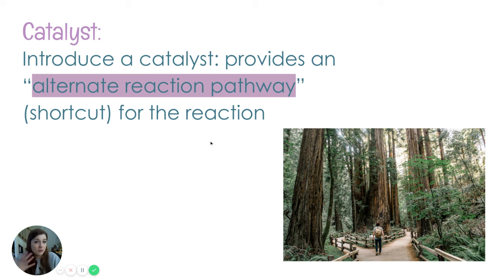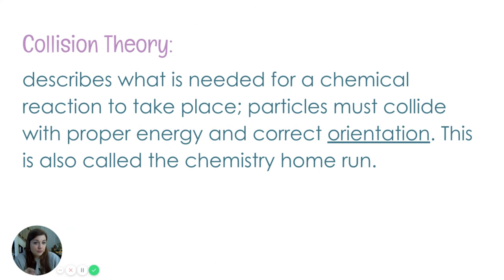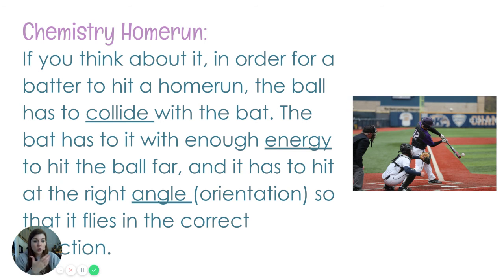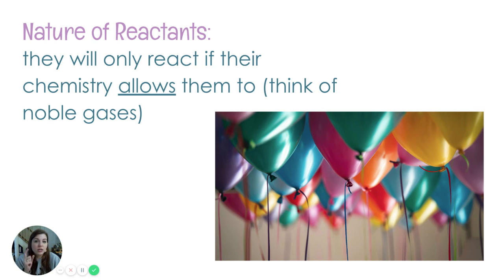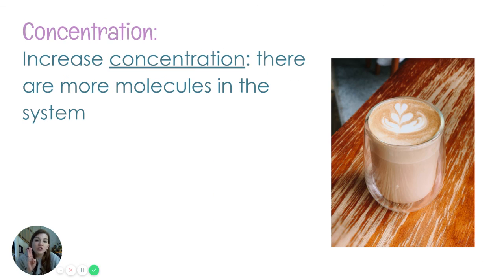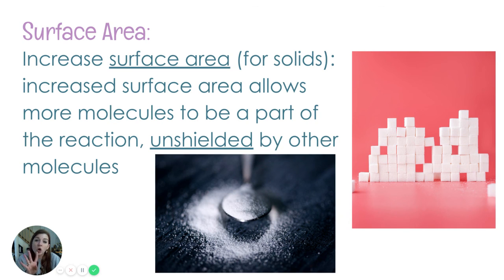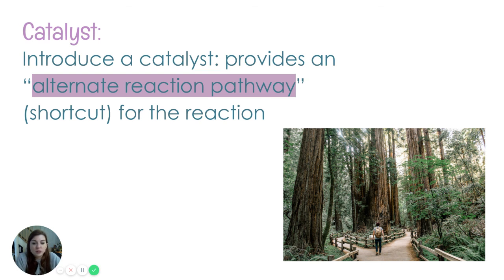It's very similar to the factors that affect solubility. What we want to get is a high five, proper energy and orientation. The two things together give us what's called an effective collision. And there are 6 ways to increase the likelihood of effective collisions: nature of the reactants, increase the temperature, increase the concentration. If it's solids, we want a large surface area. If it's gases, we want a high pressure or a low volume situation. And then we can also introduce a catalyst.